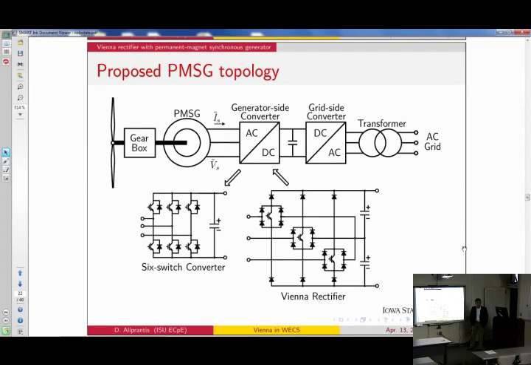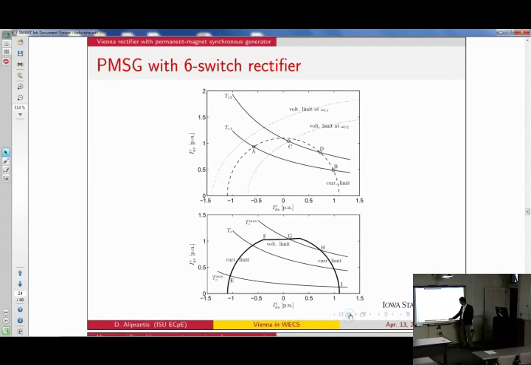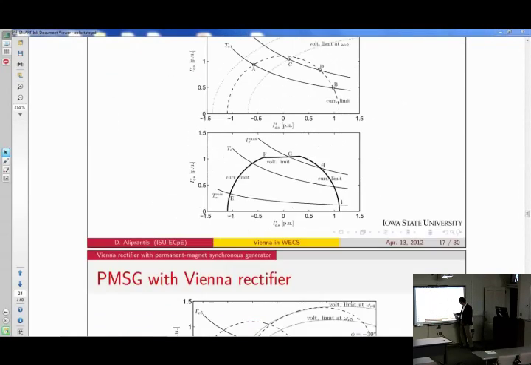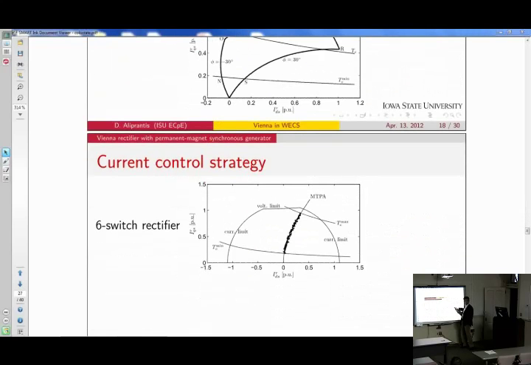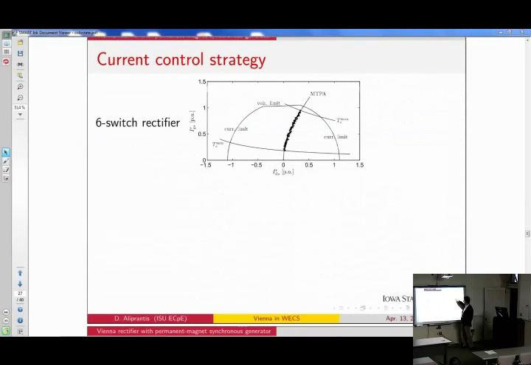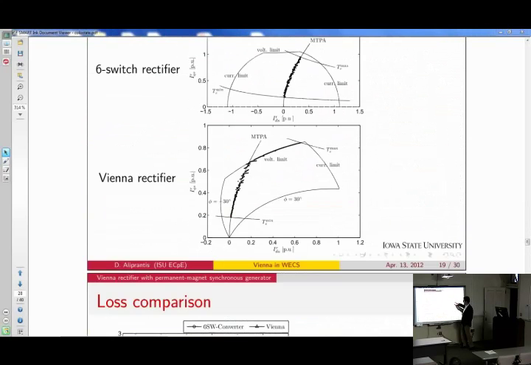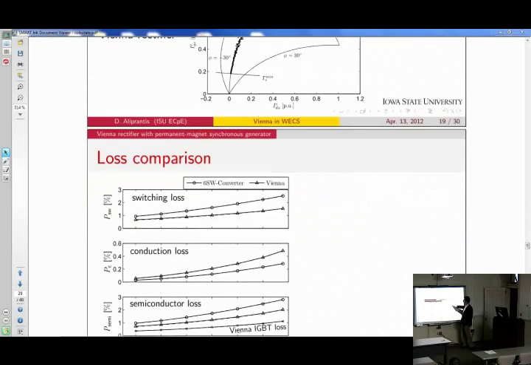Use the mic. It doesn't really work well. Can you please go to slide 20 where there is conduction losses for Vienna and the conventional? Slide 20. Use this one. This one. Next one. This one. The losses, yeah.